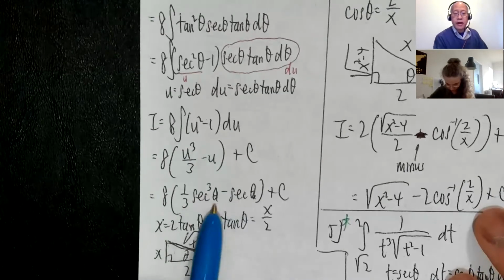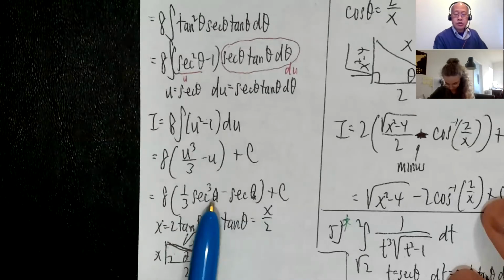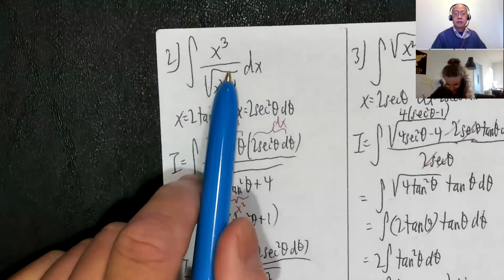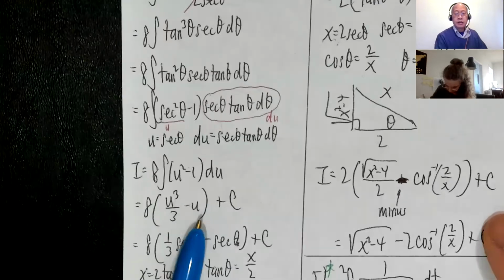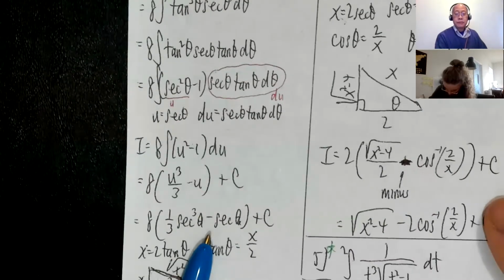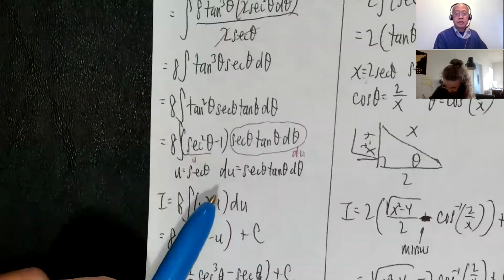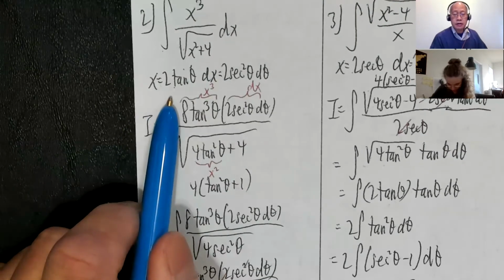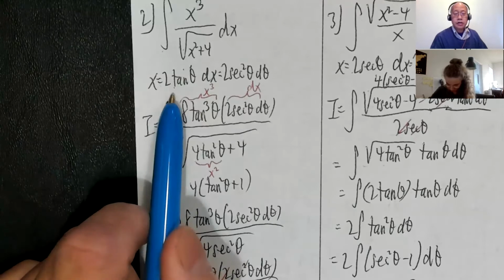Once again, your final answer has theta, but you can't leave your answer like that. I mean, look at the original, right? It has x. So I can't leave it like that. So I have to change theta. So what relationship is there between theta and x? X is 2 tangent theta. So I solve for tan theta. Tan theta is x over 2.